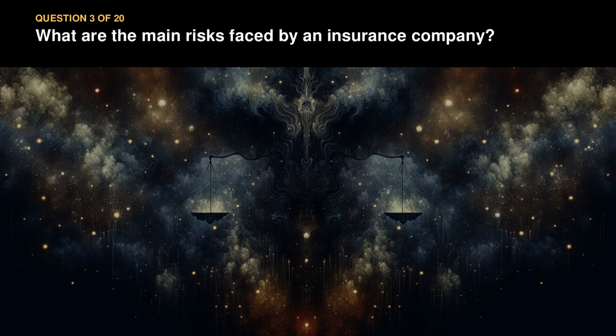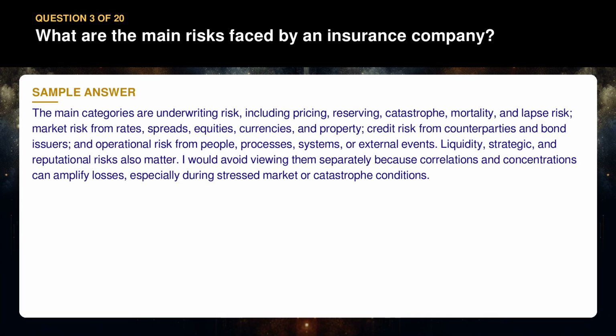Question 3. What are the main risks faced by an insurance company? The main categories are underwriting risk, including pricing, reserving, catastrophe, mortality, and lapse risk. Market risk from rates, spreads, equities, currencies, and property. Credit risk from counterparties and bond issuers, and operational risk from people, processes, systems, or external events. Liquidity, strategic, and reputational risks also matter.